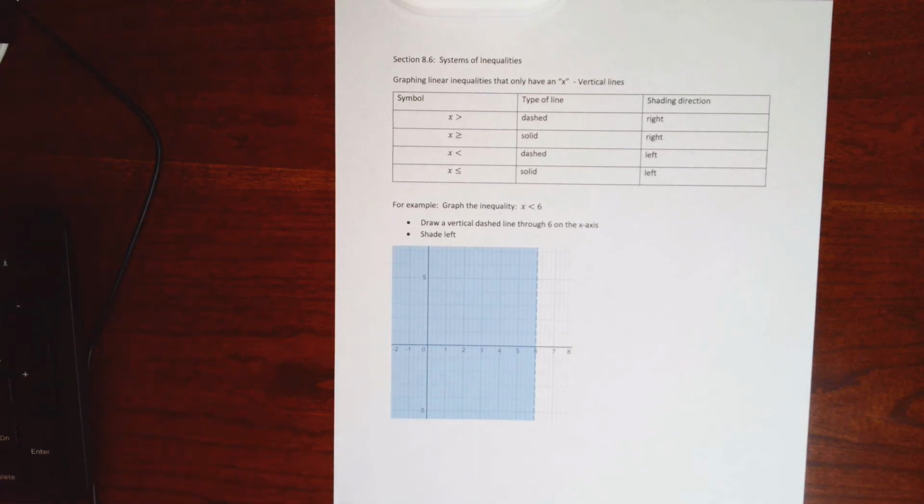So 8.6 is going to be the last section of new material that we do all semester. And if I do a good job, it shouldn't be that hard of a section. So in this section, we're going to be graphing inequalities in 2 dimensions.